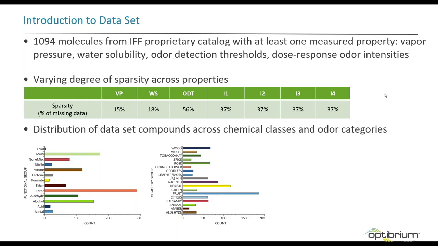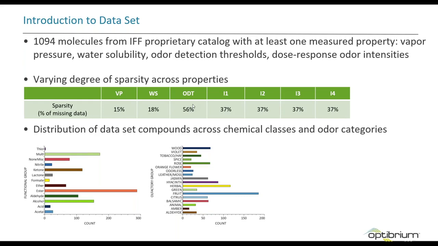All these properties together define the performance of each ingredient in various applications. As you can see in this table, they have varying degrees of sparsity. And our specific interest was attached to prediction of odor detection threshold because first, it has almost half of the data missing. Then it's the least correlated property among this set of 7 important properties. And actually, it's notoriously difficult to model by itself.